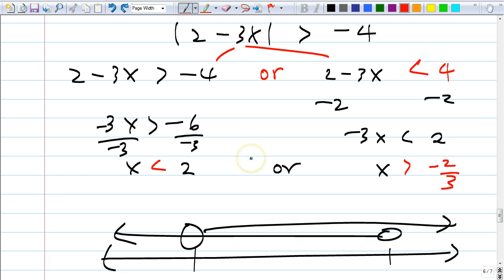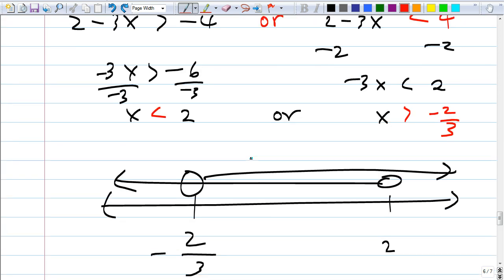Okay. Let's do a little scratch work. This is what you would get. Right? x is now less than 2. Open circle goes to the left. x is greater than negative 2/3. Open circle goes to the right. What do you think my solution is now that you have "or" in the middle?